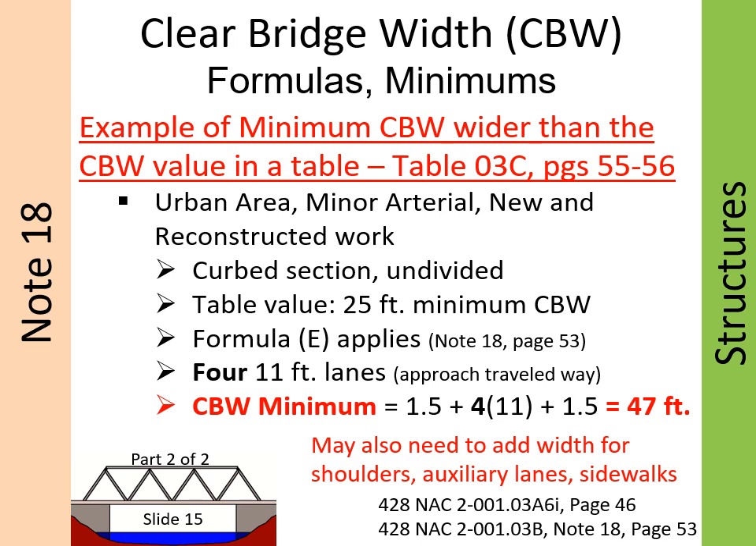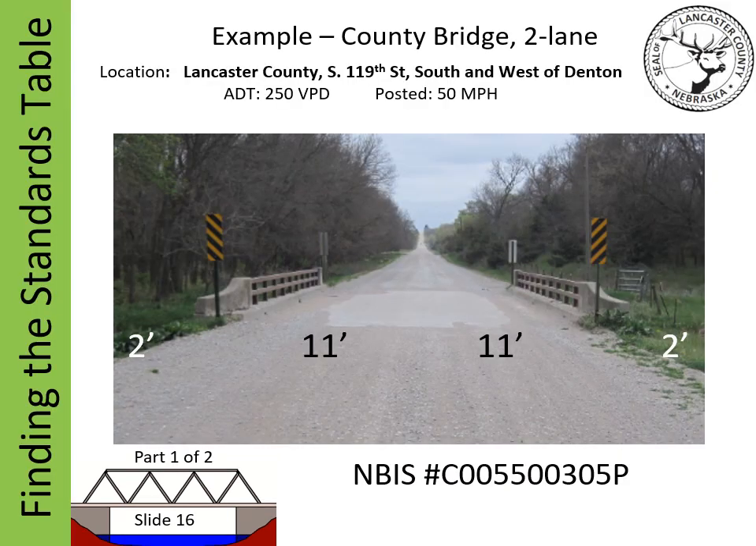across the structure. The first video, Part 1, presented an example of how to find the table that applies to a hypothetical bridge replacement project. The example assumes 11-foot driving lanes and 2-foot shoulders. Thus, the traveled way is 2 times 11, or 22 feet.